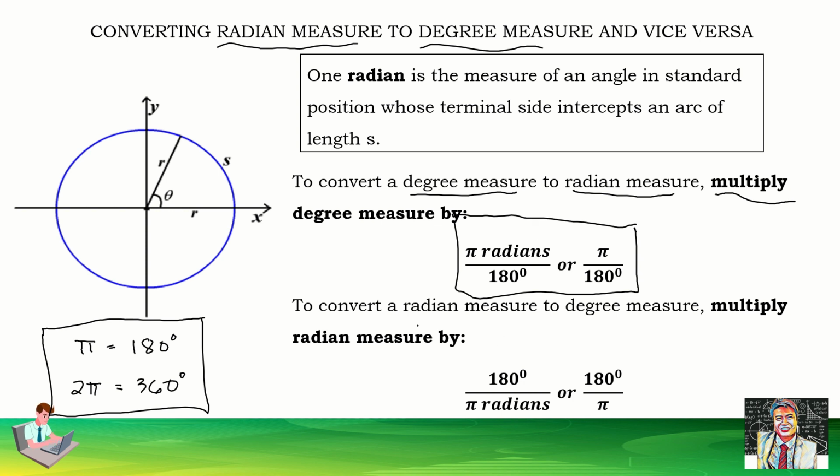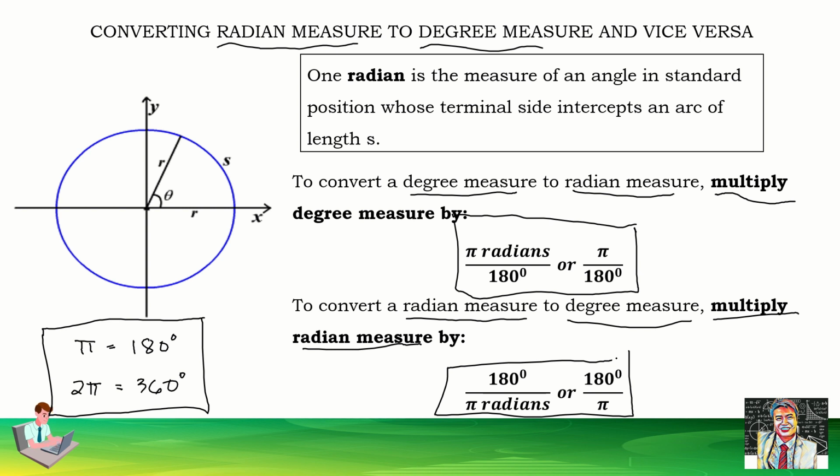Kapag naman ang given mo is radian measure, nasa radian measurement siya, para ma-determine mo na radian measurement yun, meron siyang presence ng pi symbol. Okay, tapos gusto mo i-convert to degree measure, ang kailangan mo lang, same lang rin ng rules, multiply pa rin ang operation natin. Yung multiply natin yung radian measure, ibig sabihin yung given natin, dito, 180 degrees over pi radians or 180 degrees over pi. So, proceed na tayo sa example kung paano i-apply yung mga formulas na yan.